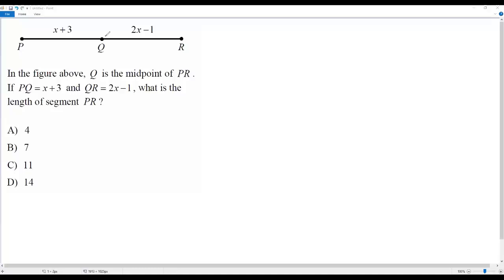And the question says Q is the midpoint of PR. Since Q is the midpoint of PR, the length of PQ and the length of QR must be equal. That is, PQ equals QR. And we have the length of PQ in the question, that is x + 3. So we can plug in x + 3 for PQ, and for QR we have the length 2x - 1. Okay, now we have to solve for x.